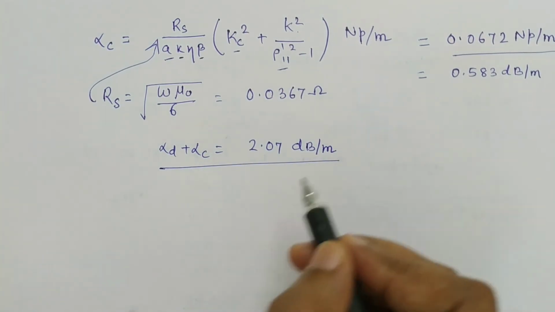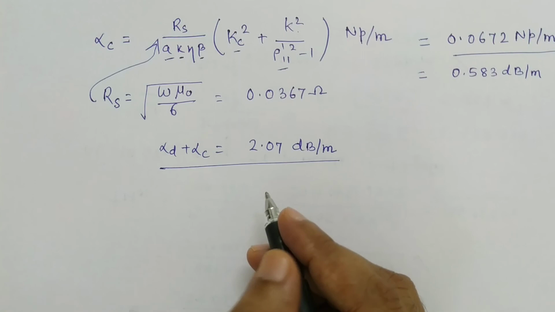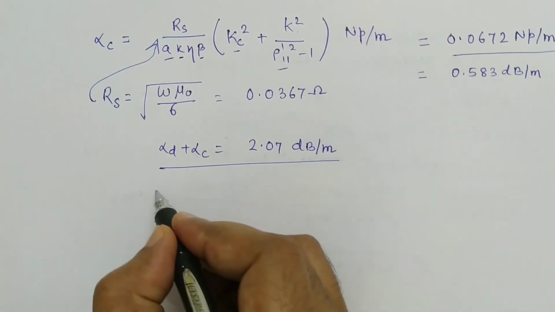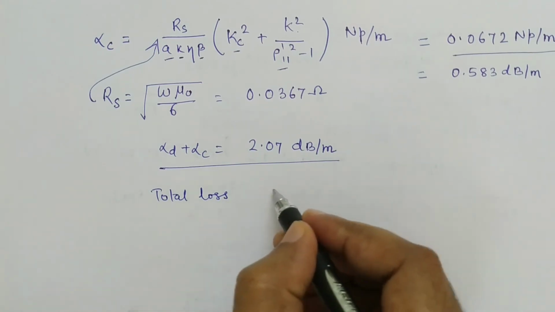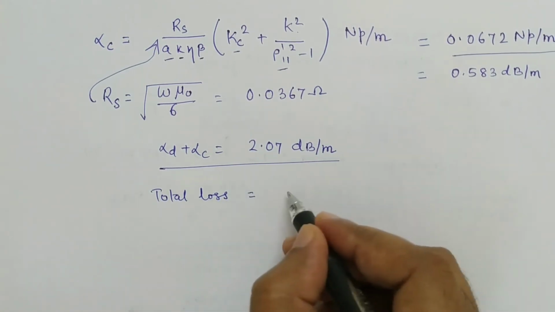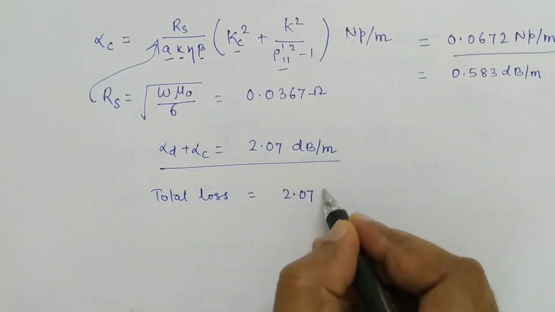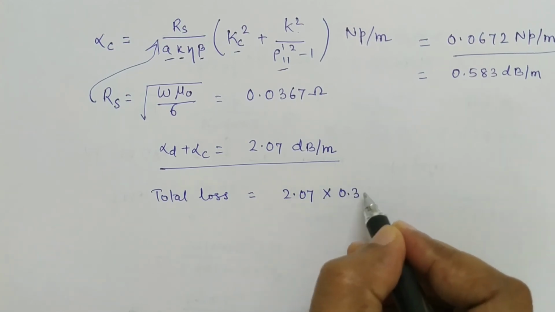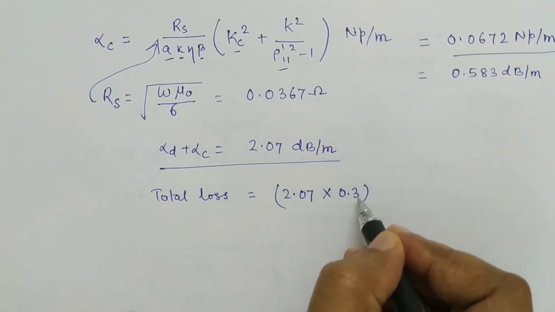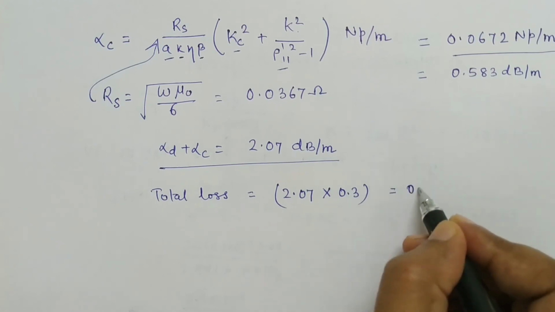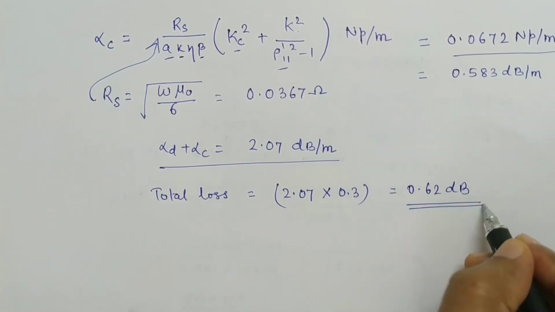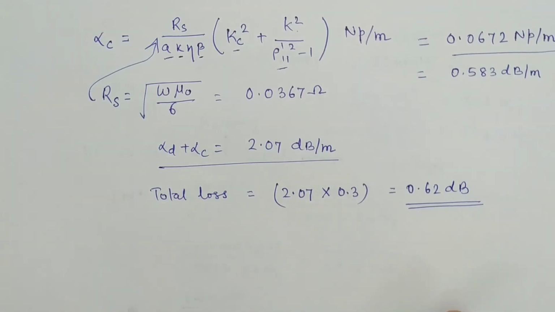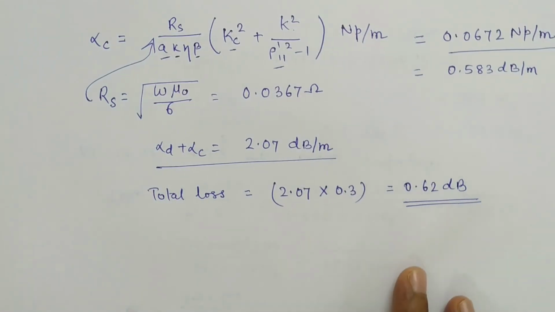Now if the length of the line is given, we can calculate the total loss. Let's say the length of the line is 30 centimeter, so the total loss will be 2.07 multiplied by 0.3. 30 centimeter is 0.3 meter, which gives 0.62 dB. So this is how you can solve problems based on circular waveguide.